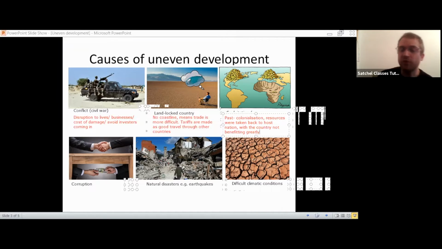So the resources have been exploited. The wealth went back to the host nations, so went back to the countries where they were colonialized or the empire was originating from, tend to be European countries. And that meant the host nation, on this little cartoon, it was Africa as a continent. Many of them have been colonialized, but many of them lost out because of that. They didn't benefit and they lost out on that wealth.